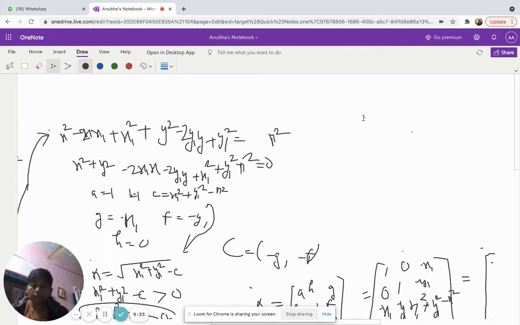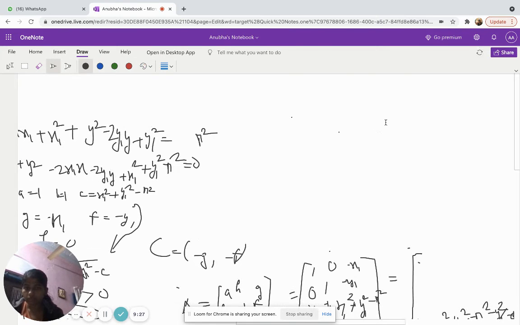Now, if I give you one equation, how do you say whether this equation represents a circle or not? x square plus y square plus 2x minus 4y plus 7 equal to 0. If this equation is given to you, how do you say that it represents a circle? You have to check all four conditions.